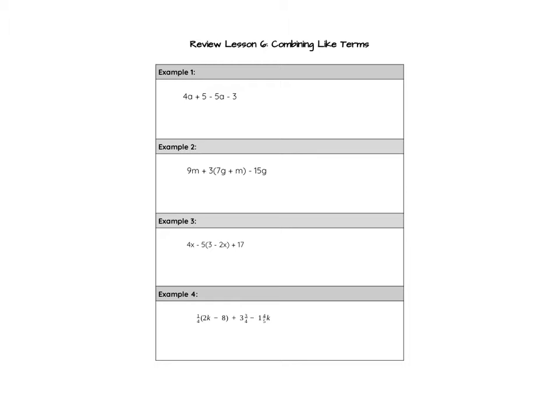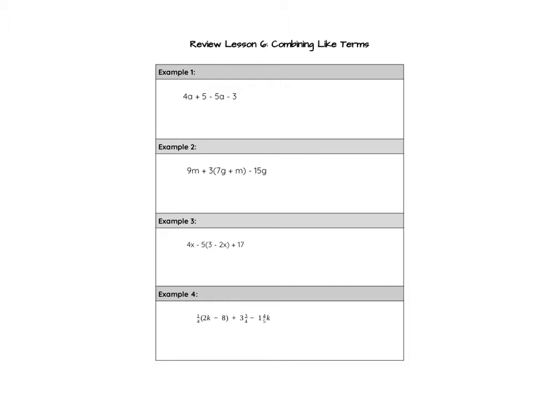So review lesson 6 is on just combining like terms. So we did almost a whole chapter on combining like terms. We used the distributive property and other things. So I'm going to go over a couple of different examples, starting easy and then getting harder.